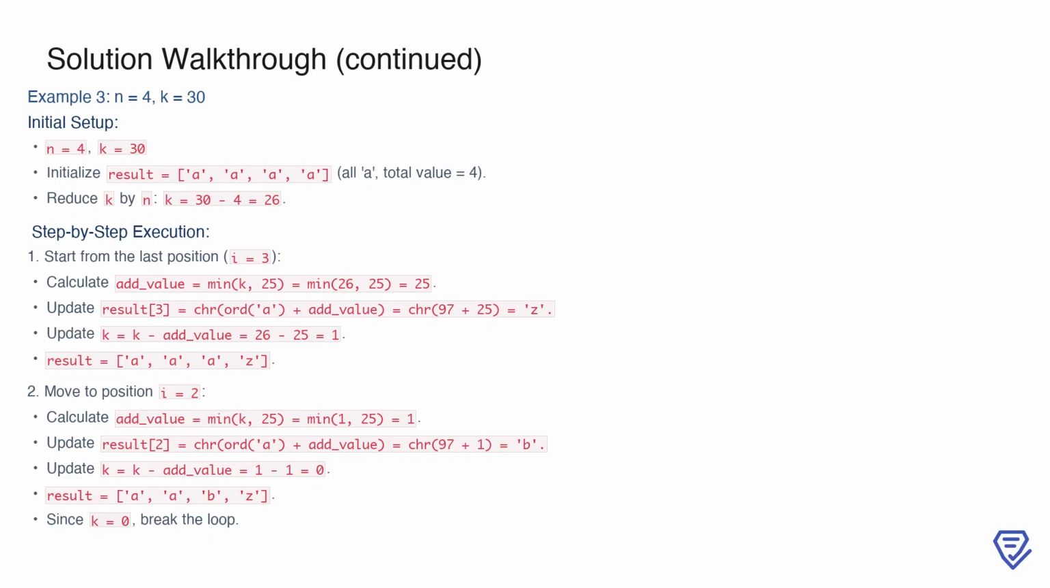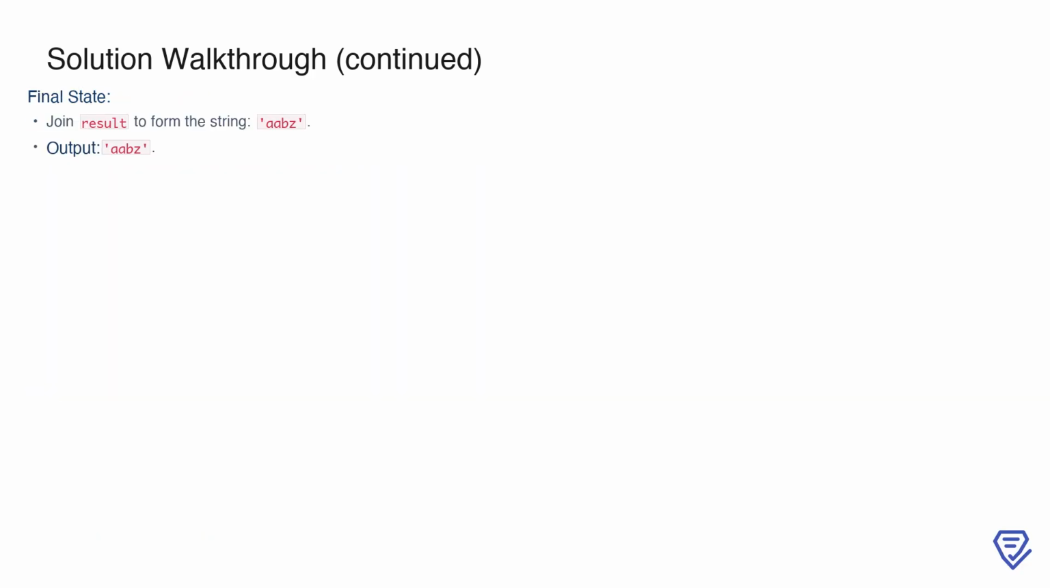Next, we move to position 2. Here, the additional value is 1, so we update the character at index 2 to b, which corresponds to adding 1 to the total value. At this point, k becomes 0, and we terminate the loop since no further adjustments are needed. In the final step, we join the characters of the result string to form abs. This is the smallest string that satisfies the constraints of having 4 characters and a total numeric value of 30. Therefore, the output for this example is abs.